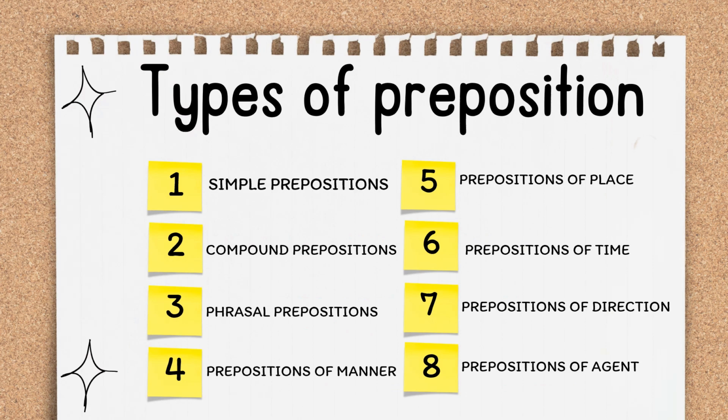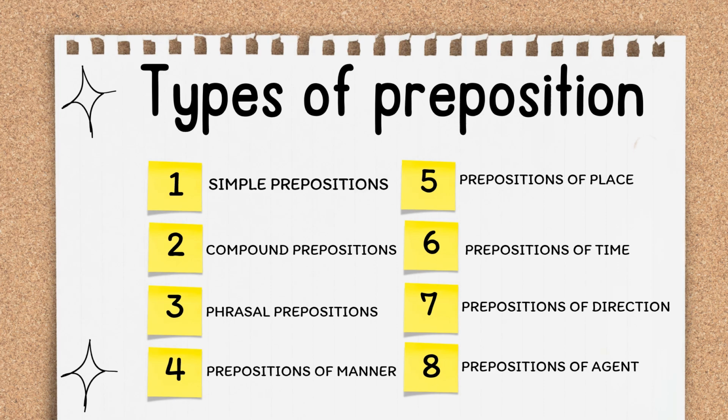And then comes the types of preposition. The first one is simple preposition, then compound preposition, phrasal preposition, and prepositions of manner, place, time, direction, and agent. We will discuss all these types one by one.